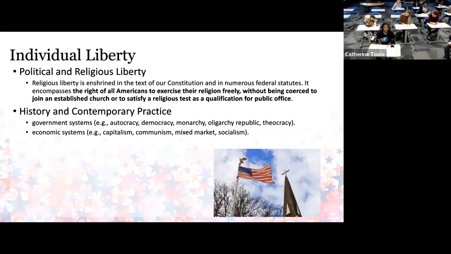We said, you cannot have a state religion. We cannot say everybody has to be Christian, or everybody has to be Muslim, or everybody has to have crystals in their window. Okay. And just because it is that thing doesn't mean we have to be. You qualify for public office. Okay.